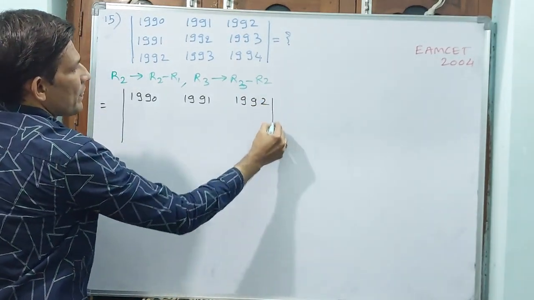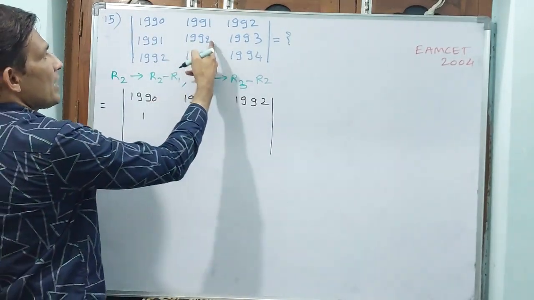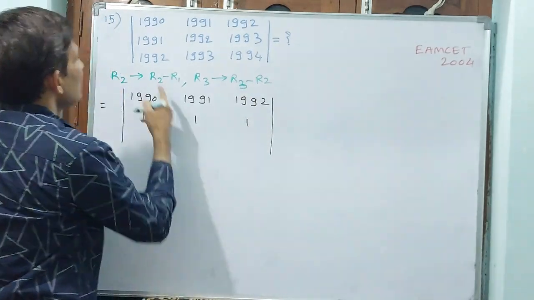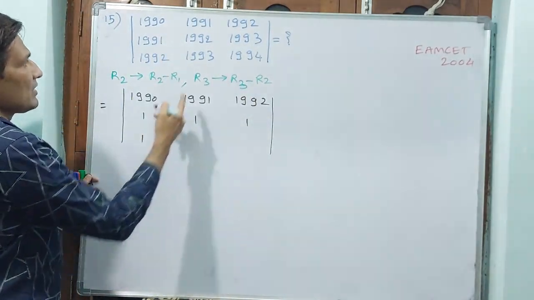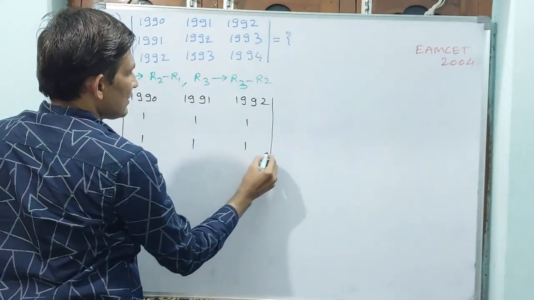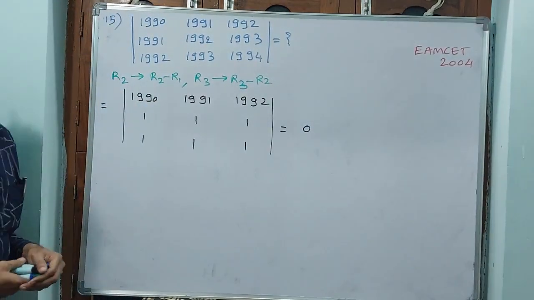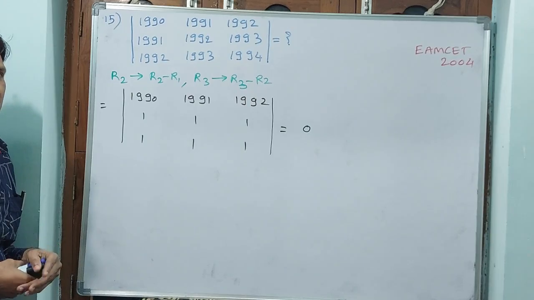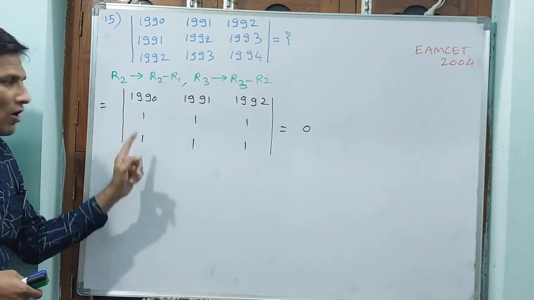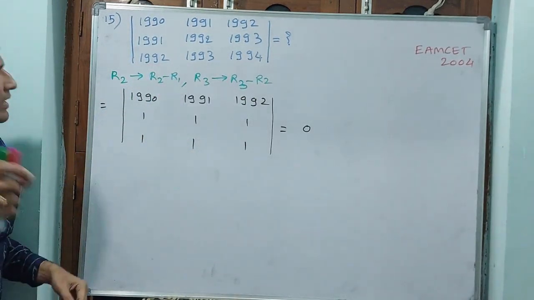See, 1991 minus 1991, 1992 minus 1991, 1. 1993 minus 1992, 1. 1992 minus 1991, 1. 1993 minus 1992, 1. 1994 minus 1993 is 1. Okay, now see, directly shall I write 0? Why? Because we have got one theorem. If all elements of 2 rows are same or 2 columns are same, the value is 0.